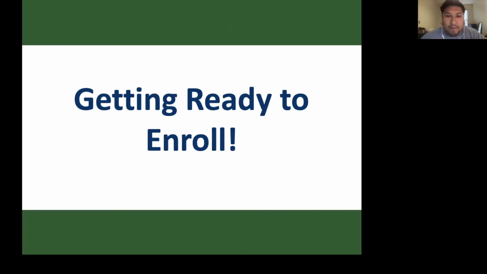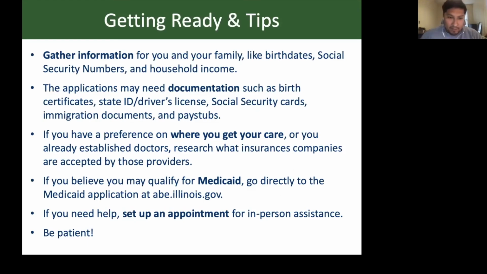Hi, everyone. I'm just going to go over some tips and things to know for getting ready to enroll. The first thing is you want to gather all your information. Through the application, you'll have to submit information about your family, for example birth certificates, social security numbers, and household income. That means everyone who's employed in your tax household will have to be included. The application may need documentation, so you might have to submit those documents either by uploading them directly to the online portal, or you can mail them into the marketplace as well.